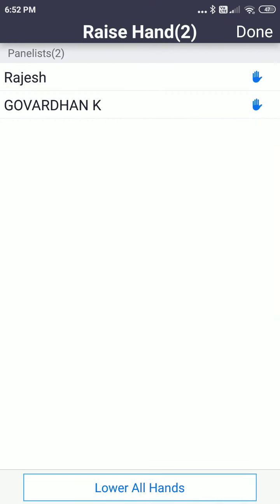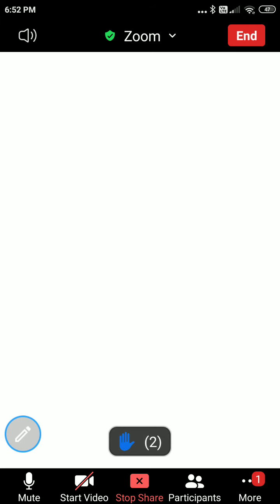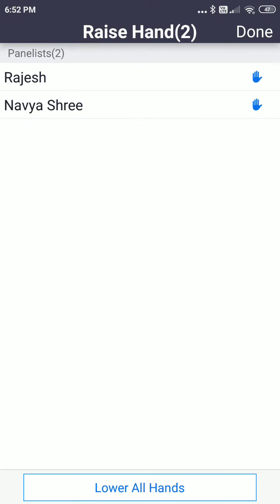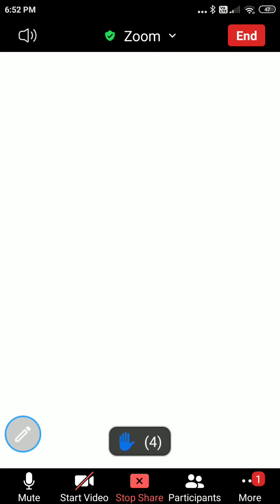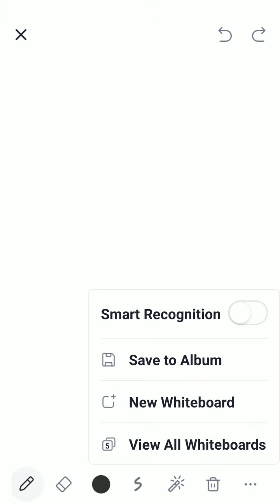What is the first step? Children, you are not writing notes, I think. Children, raise your hands, please. Rajesh. No. Navya. Govardhan. Correct. Yeah, I'm asking a very simple question to you all. What is the first step? Tell me the first step.